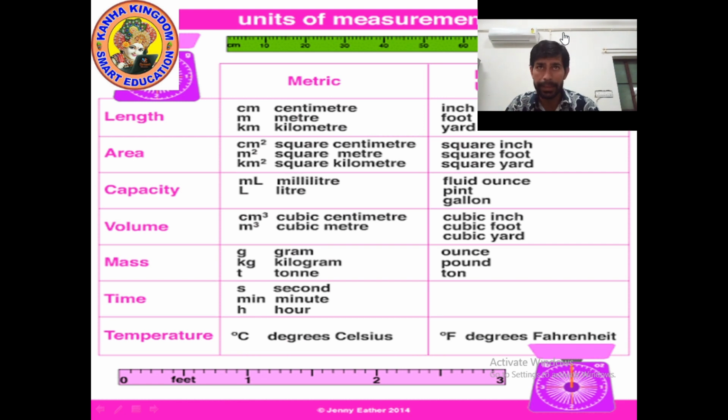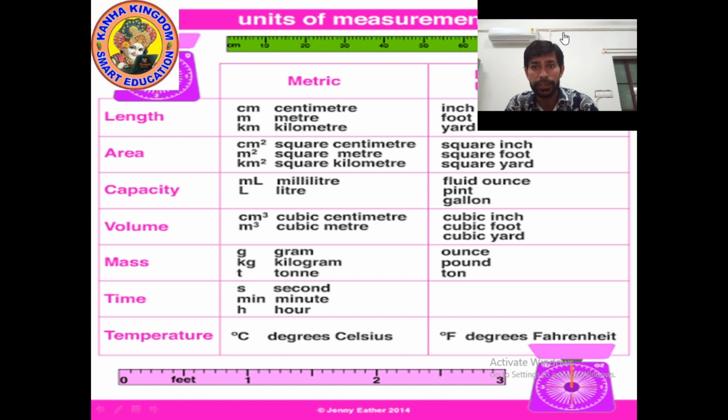And to measure the length, we use meter. And to measure the capacity we use liter, milliliter. And we also use fluid ounce, gallon, pint. And to measure the volume we use meter cube, centimeter cube. And we also use cubic inch, cubic foot, cubic yard. Okay, so these are the units.